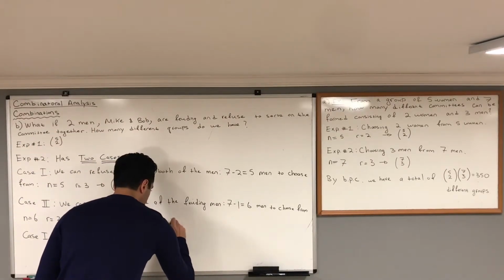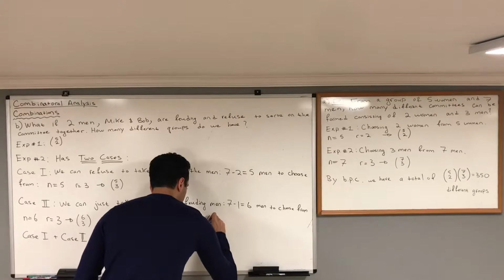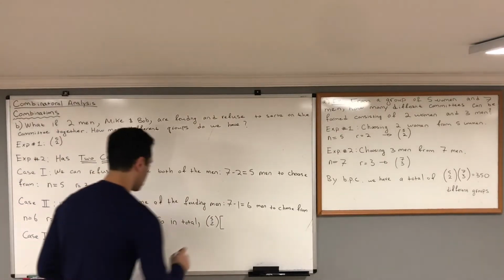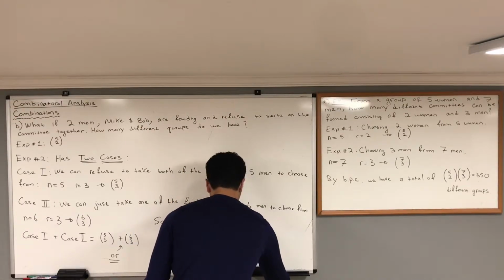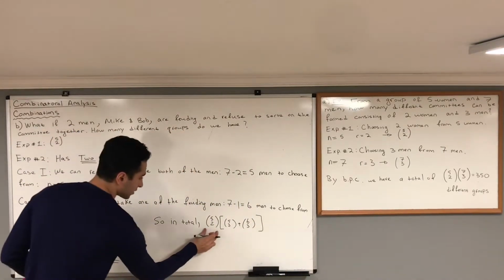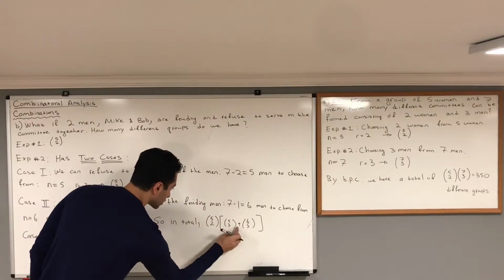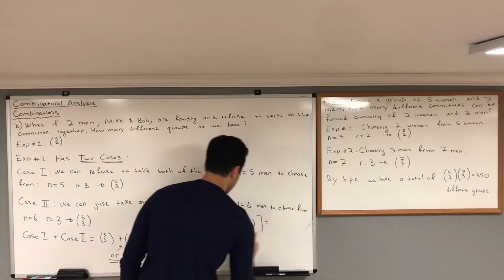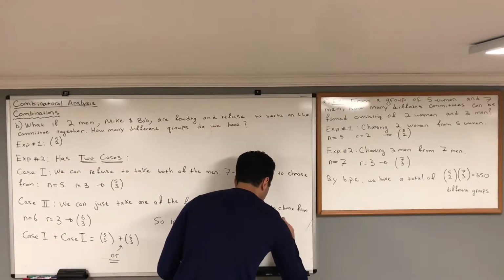So in total, we have 5 choose 2 for the women, right? Because the women weren't a problem, times this sum, which is 5 choose 3 plus 6 choose 3. This is the number of outcomes for experiment 1 when we chose women. And this sum is the number of outcomes for experiment 2 because we had 2 separate cases to deal with. So we add them, then we multiply them together by the basic principle of counting, and you end up with 300 possible groups.